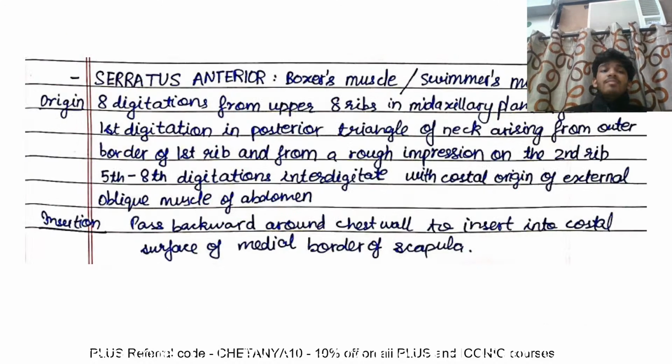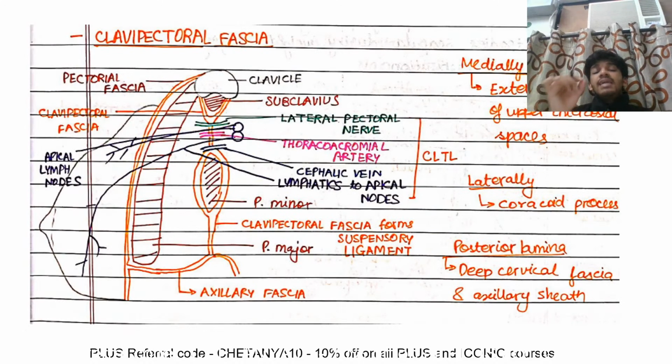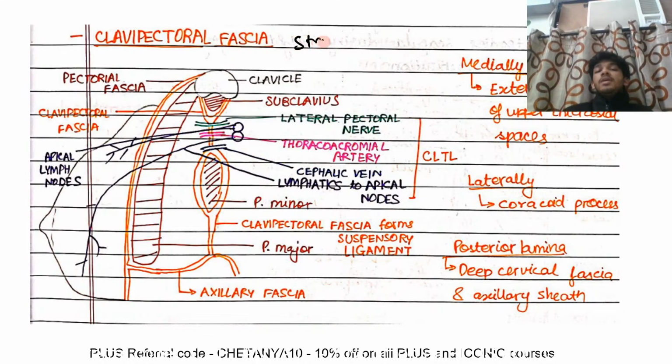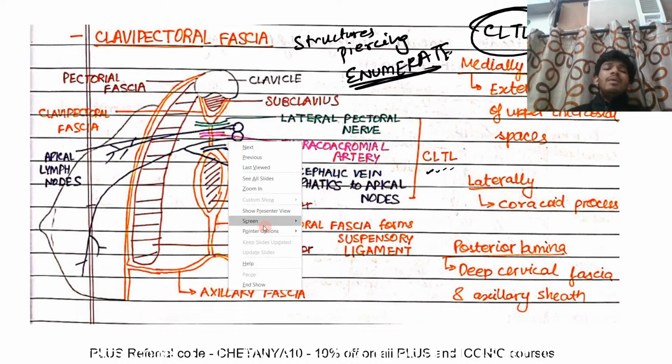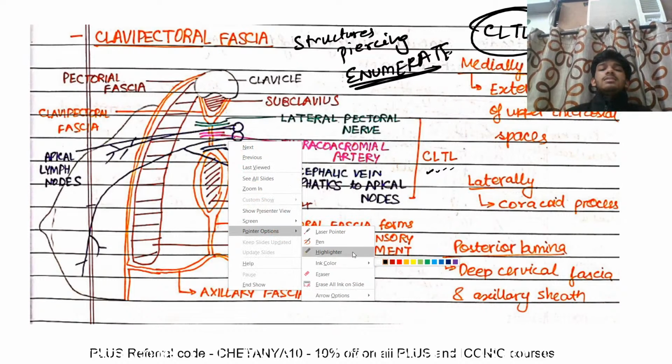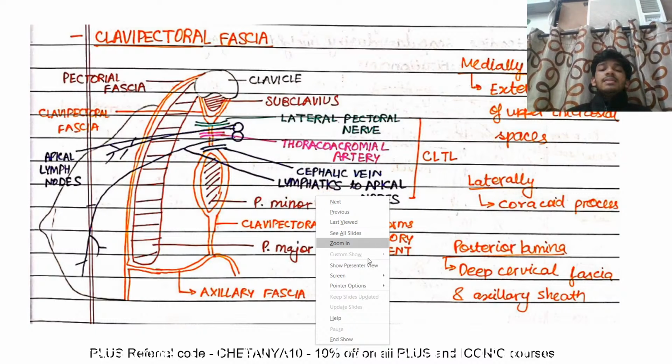So now we come to the clavipectoral fascia. There is only one direct MCQ that should be asked from this: what are the structures piercing the clavipectoral fascia? It's a very important question. It can also be asked as an enumerate. The mnemonic is CLTL. That's how I remember it. You can make some other things if you want, but that's very easy to remember if you just write CLTL.